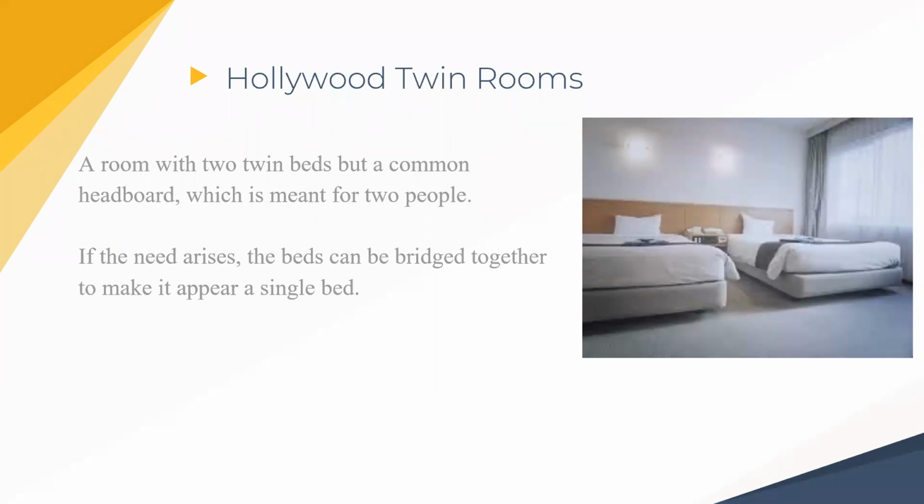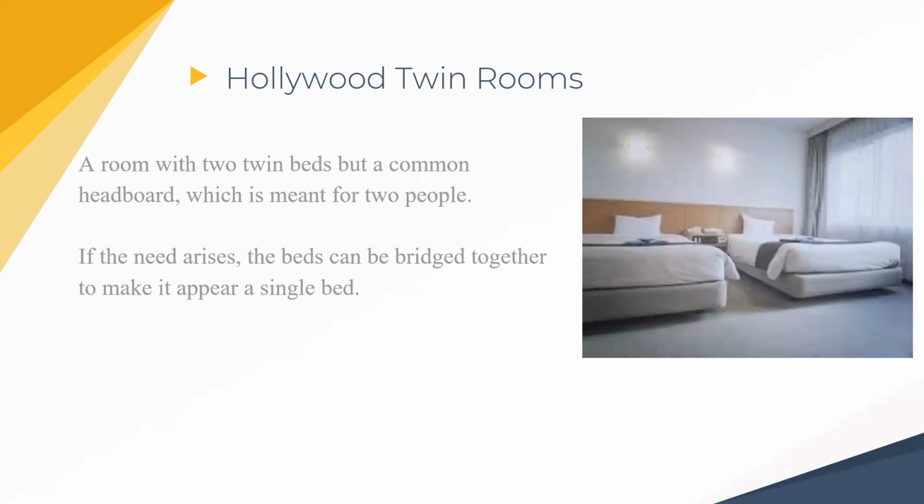Hollywood Twin Room. Hollywood Twin Room is, as you can see in the picture, a room with twin beds, but with a common headboard. Now, why is there a common headboard? Because this bed is flexible. If need arises, you can bridge the two beds together and make it appear like a single bed or a huge bed, right?